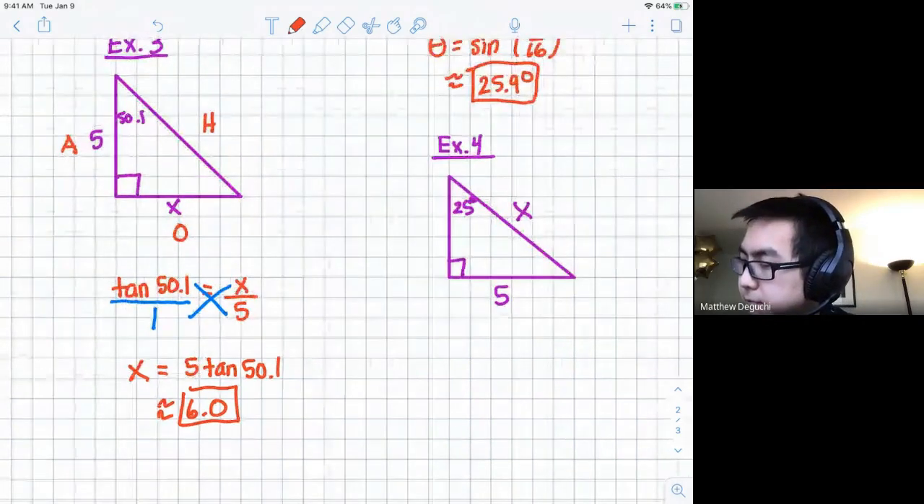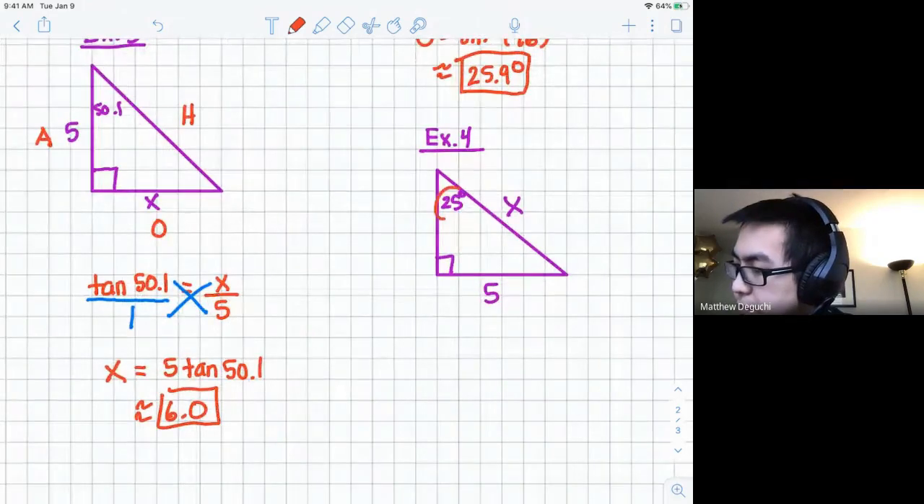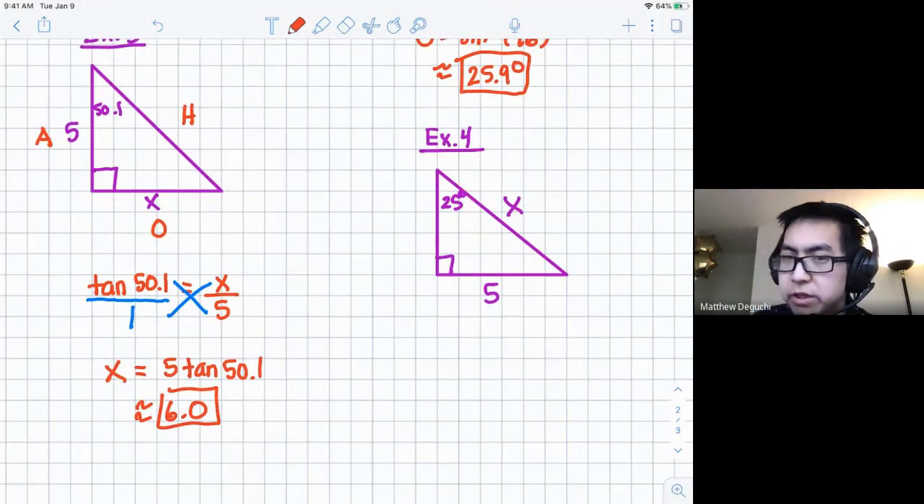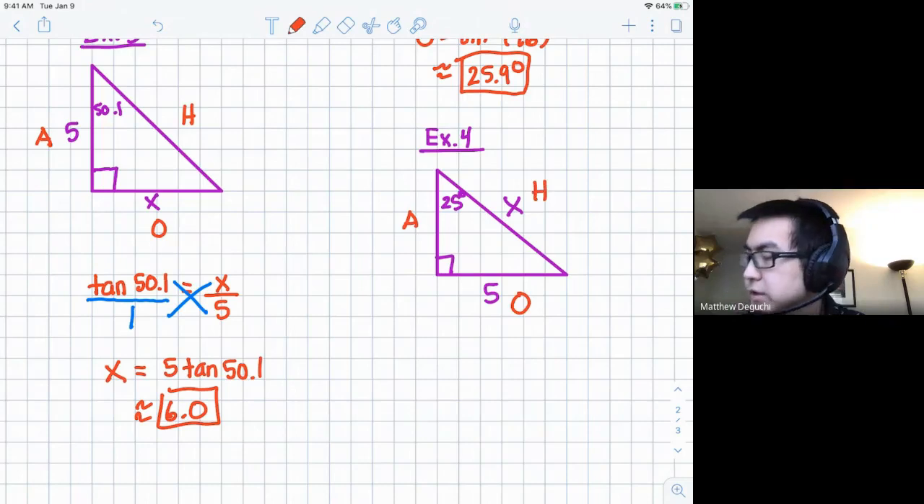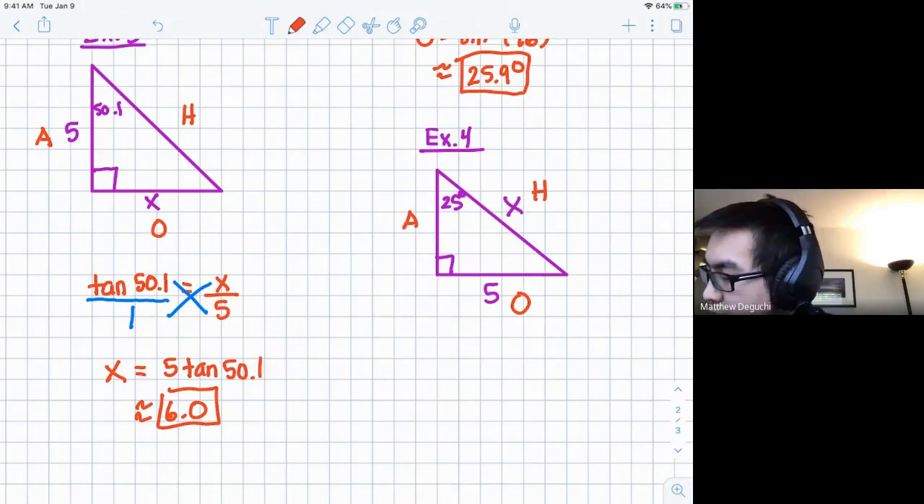Last one. So remember, in the perspective of that angle measurement, so in the perspective of that 25 degrees, this side is opposite, this side's adjacent, and this side is hypotenuse. Well, which one uses opposite and hypotenuse? That is sine.